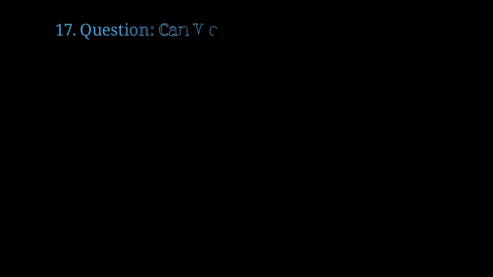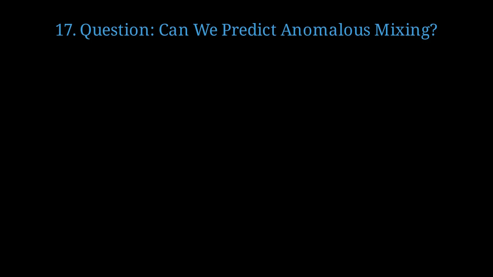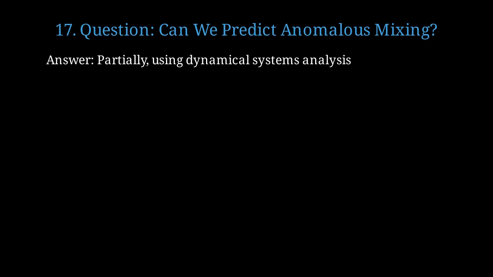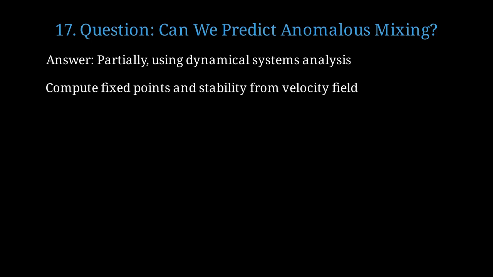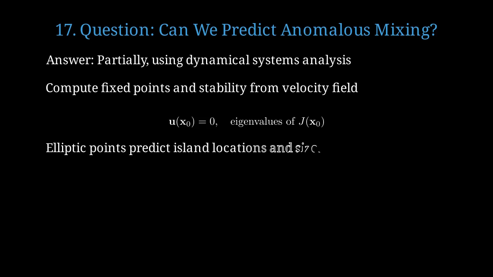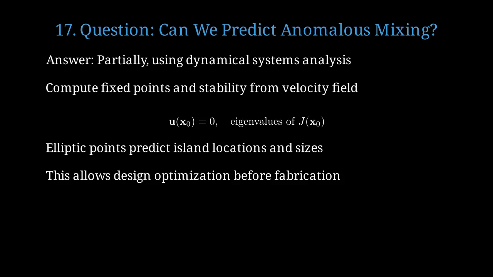flows. An important question: can we predict the degree of anomalous mixing from the mixer geometry? The answer is yes, partially. By analyzing the flow's dynamical systems properties, we can estimate coherent structure locations. We compute fixed points and their stability from the velocity field to locate potential islands. Fixed points satisfy velocity equals 0, and we examine eigenvalues of the Jacobian at these points. Elliptic fixed points predict where islands will form and their approximate sizes based on the eigenvalue magnitudes. This predictive capability allows engineers to optimize mixer designs computationally before expensive fabrication.